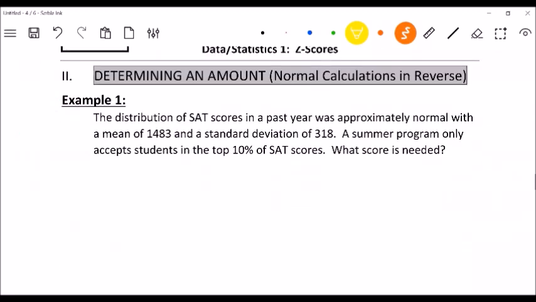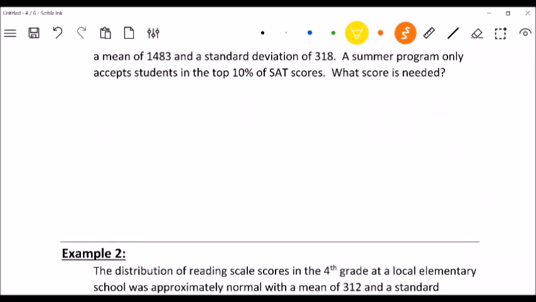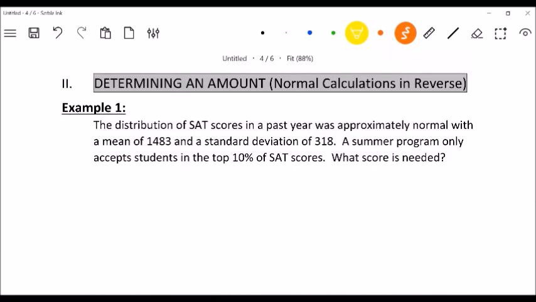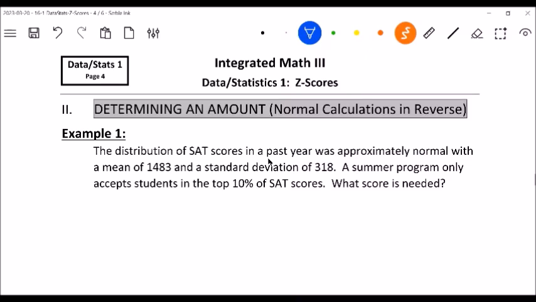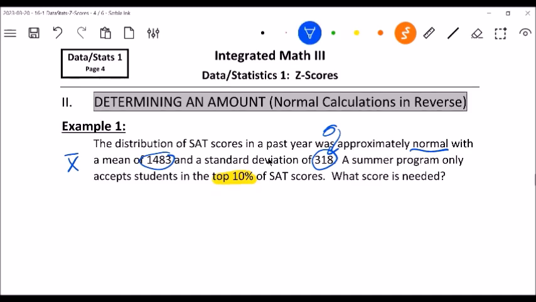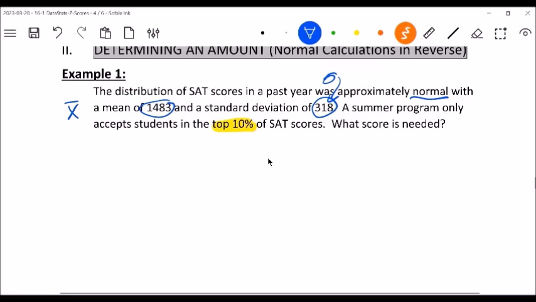Okay. So let's go to the last page with a different type of thing, where we're going to sort of go backwards. Distribution of SAT scores in a past year, approximately normal, with a mean of 1483 and a standard deviation of 318. A summer program only accepts students in the top 10%. What score is needed? So we can figure out something here, but let's talk over a way of looking at this.